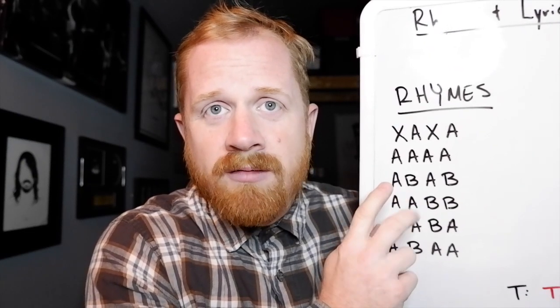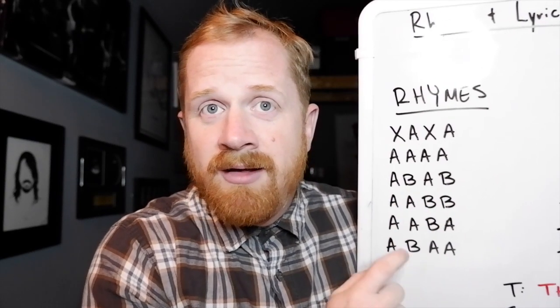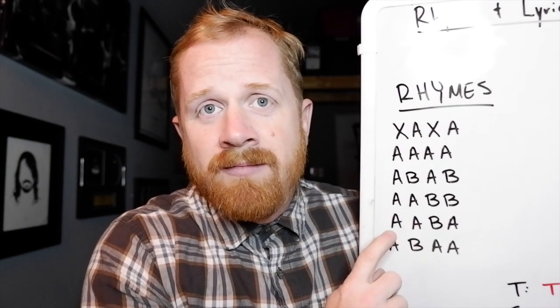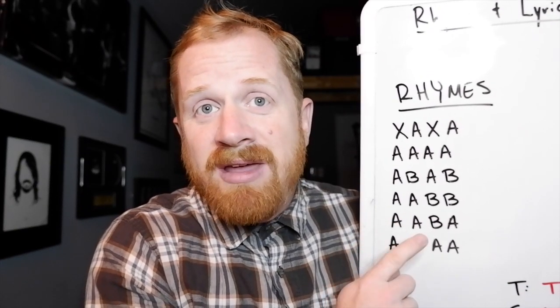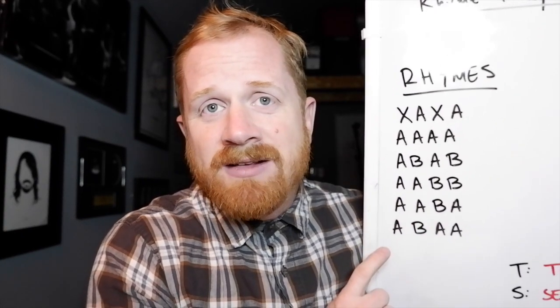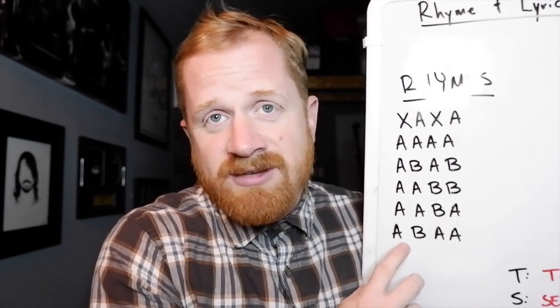ABAB means lines 1 and 3 end in a rhyme, and lines 2 and 4 end in a rhyme. Get the pattern? AABB: 1 and 2 rhyme, 3 and 4 rhyme. AABA means lines 1, 2, and 4 rhyme, and 3 doesn't rhyme. And the last one, ABAA: lines 1, 3, and 4 rhyme, and line 2 doesn't.